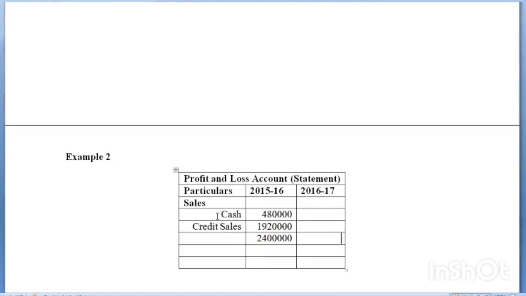In the same way, the second year's total sale is 30 lakh. Then how do you bifurcate? Here it is 6 lakh and 24 lakh. Am I correct? Yes, sir. Okay. How many of you have not yet understood?